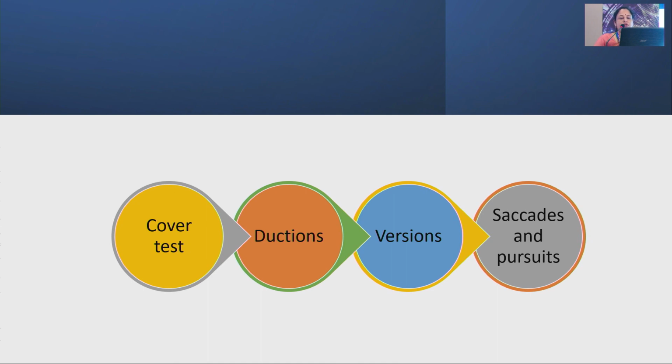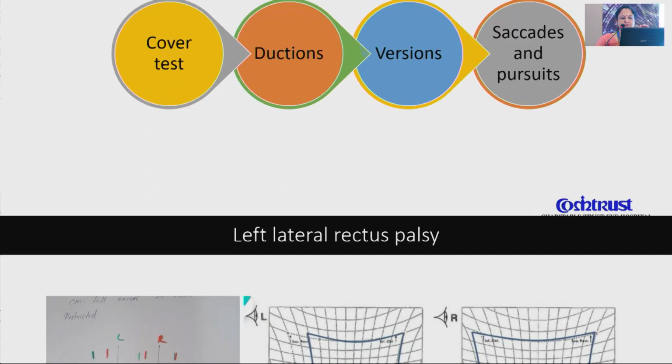Always it is important to do the cover test in all gazes, in whichever gaze you suspect, horizontal or vertical. And ductions and versions have to be checked separately. By ductions, you close each eye and look for the movement. In versions, you look for the movement of both eyes simultaneously. And never forget the saccades and the pursuits.